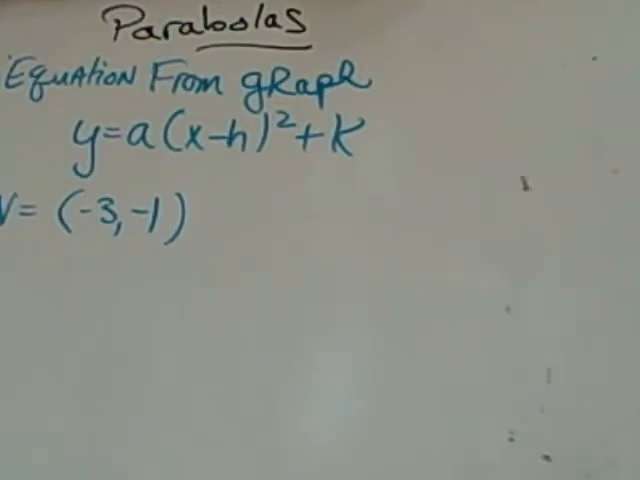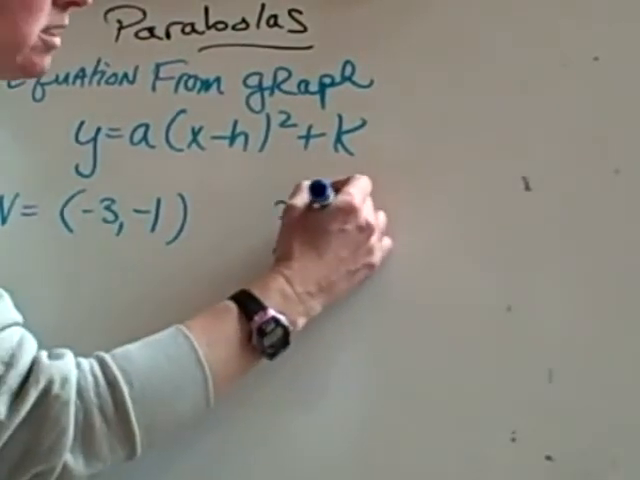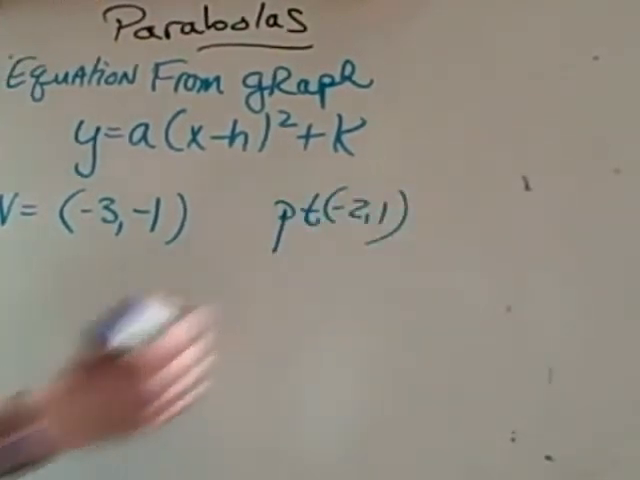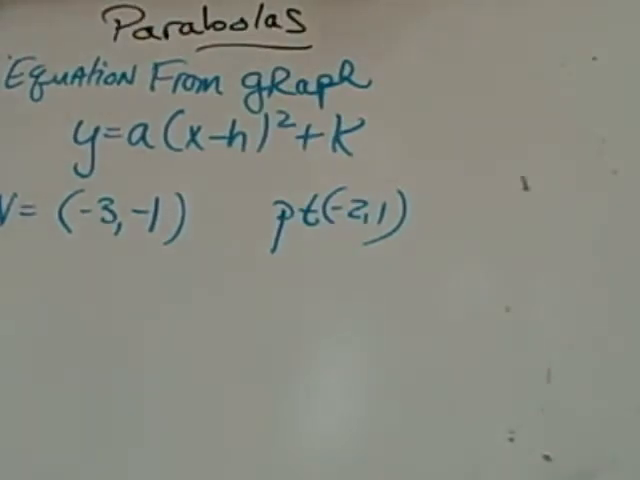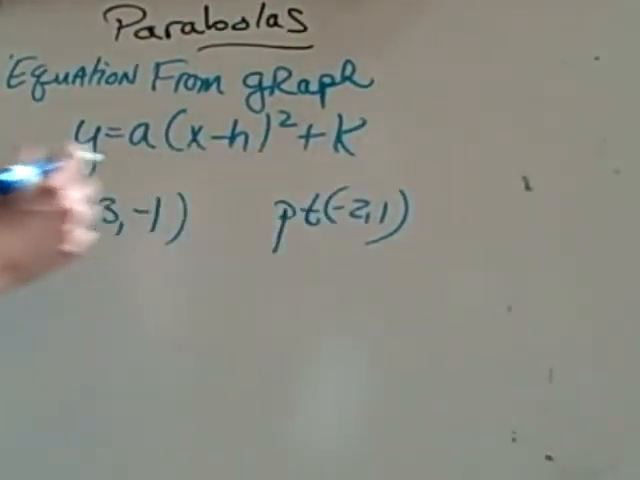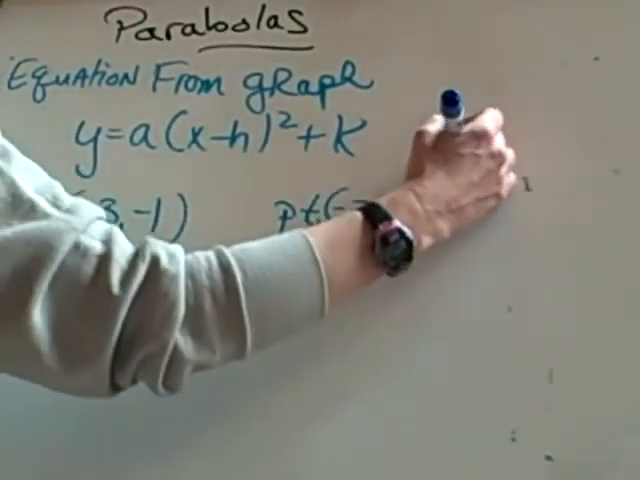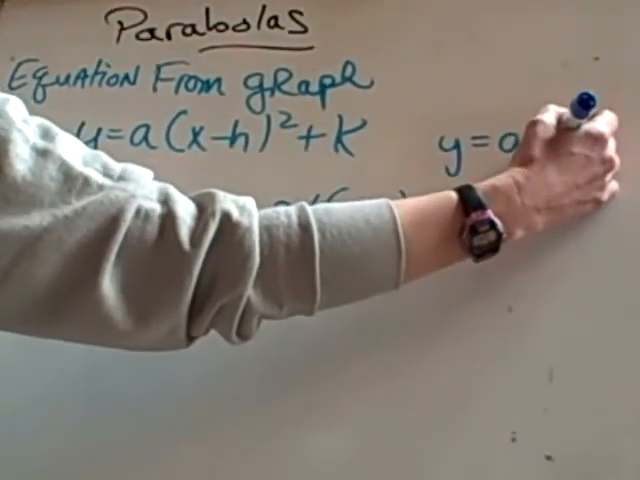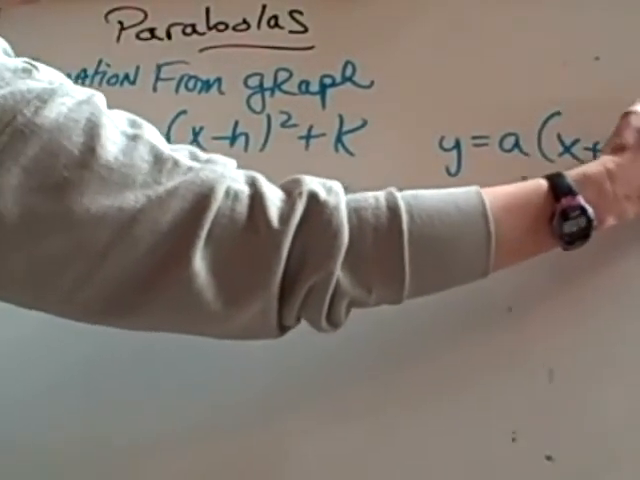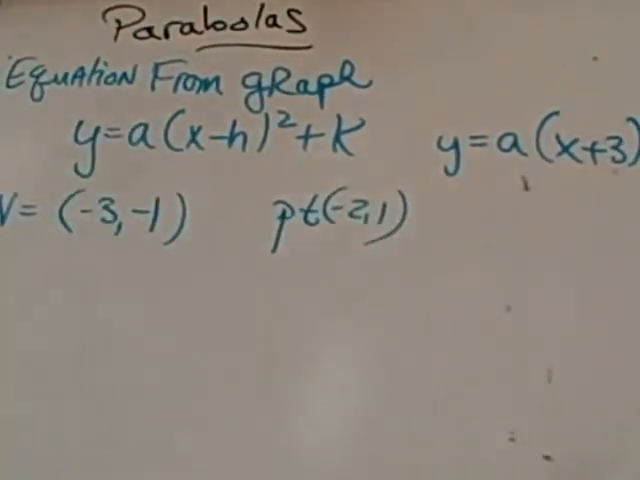What I want you to do is pick one other point that lies on the parabola. Are there some points labeled there, like (-2, 1)? Do you see that one? We're going to take the point (-2, 1). Before I use this point, let's write what we know. We know y equals A times (x plus 3) quantity squared minus 1. We know that.